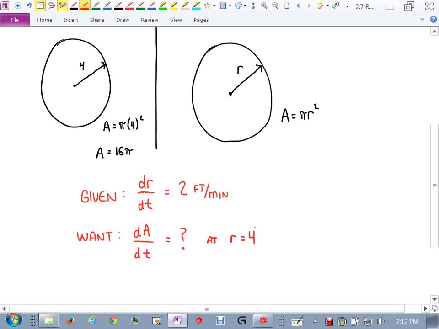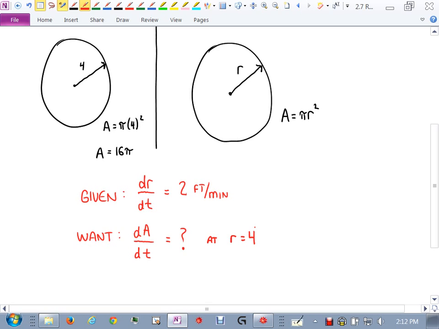Let's just take a step back. Big picture here. You have exactly the moment in time. You've got a general picture of what the circle looks like. You've written down what it is you're given. You're given the rate at which the radius is moving. You've written down what you want to find, the rate at which the area is changing at a specific point in time. Any questions on that?